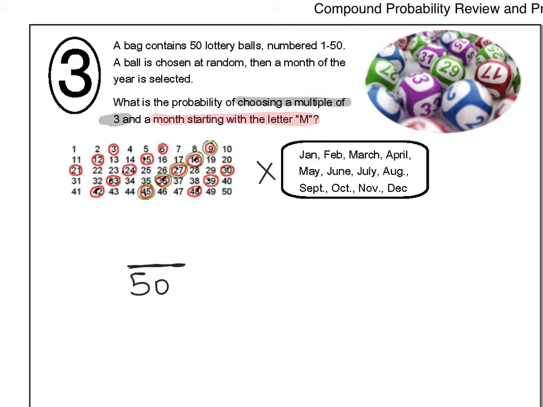And I circled them in red for you. So 1, 2, 3, 4, 5, 6, 7, 8, 9, 10, 11, 12, 13, 14, 15, 16. So 16 are circled in red. And we're going to multiply that times the number of months starting with the letter M. Well, there are 12 months altogether in a year. And let's see how many start with M. 1, 2. So 2 out of 12.